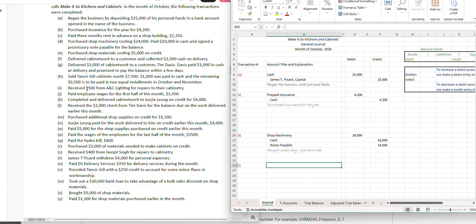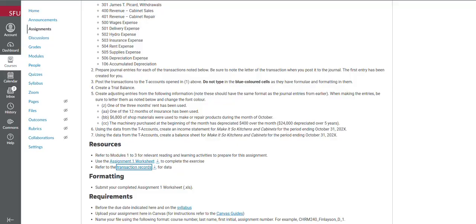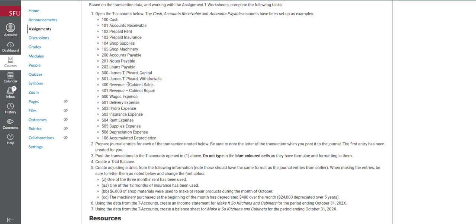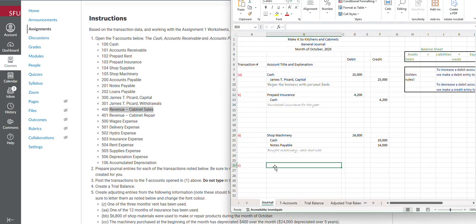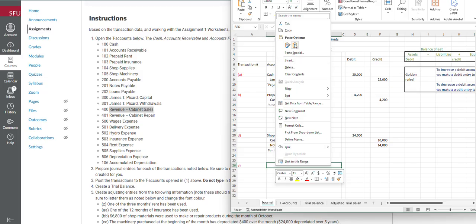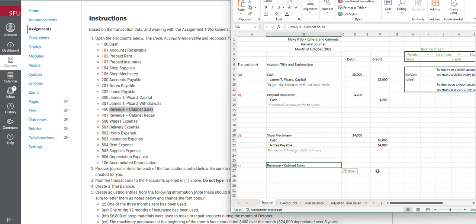Anyway, in the original journal entry, we would have a credit to cabinet sales revenue, right? Let me just go back and, okay, this one, revenue cabinet sales. I'm just going to copy that. So you would have a credit to that in the original journal entry to Tanvir Gill. But now when we give this guy a credit, we will reverse that. So it'll be a debit, right? We'll reduce revenue cabinet sales by 250.